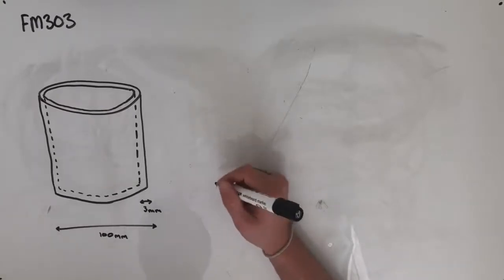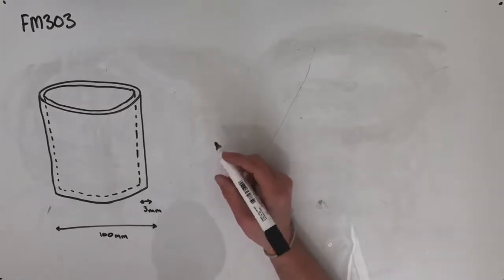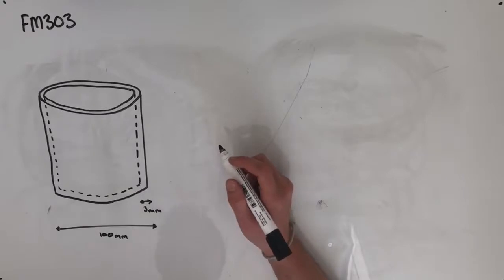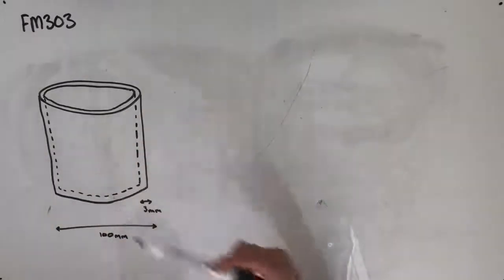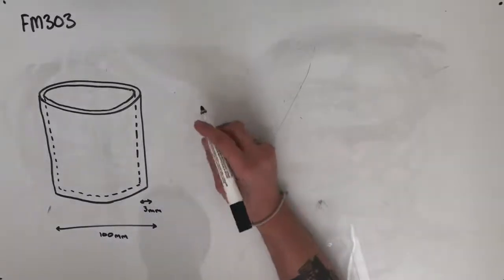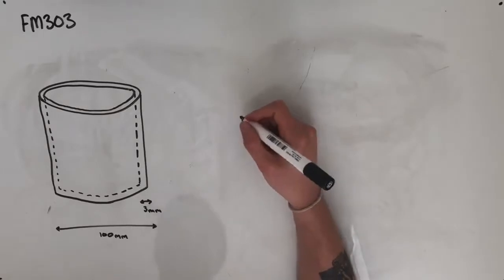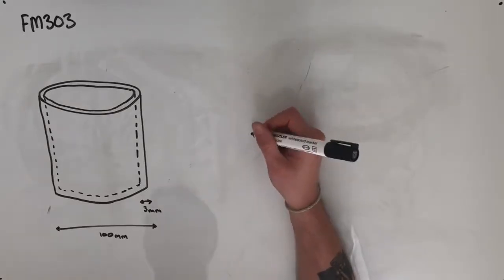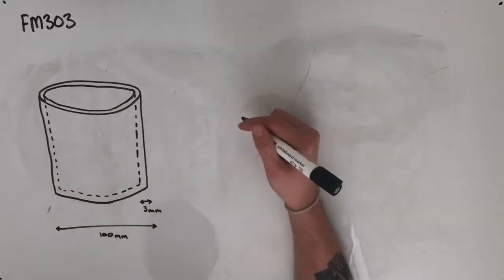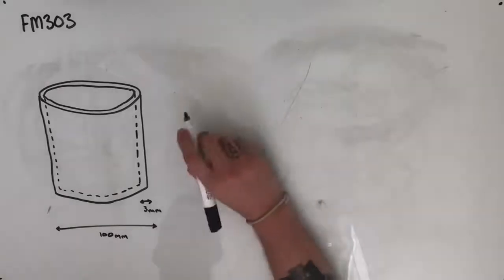This question reads, a hollow pipe has a diameter of 100 millimeters and a wall thickness of 3 millimeters as shown below, and then we're given a diagram that looks like this one. We're then asked, if the empty space inside the pipe has a volume of 2,400 cubic centimeters, the height of the pipe in millimeters is closest to what?